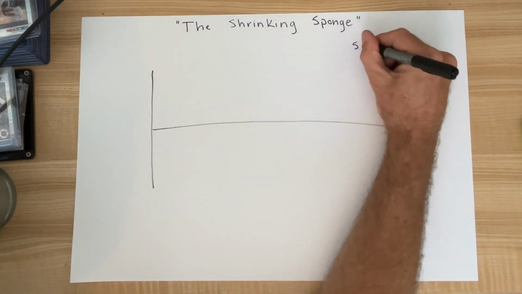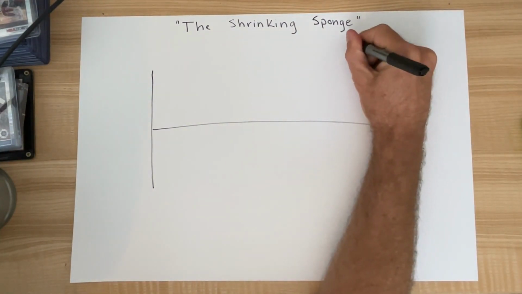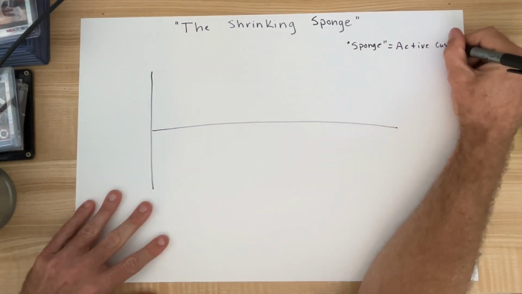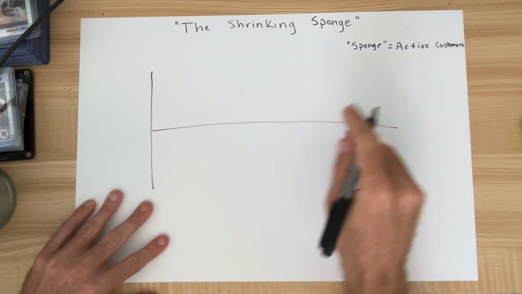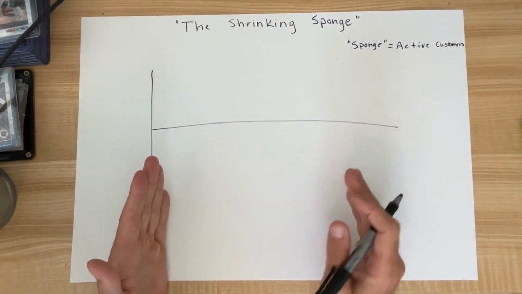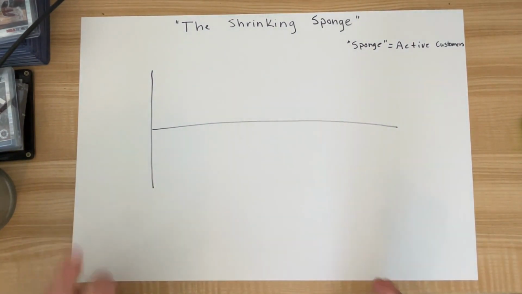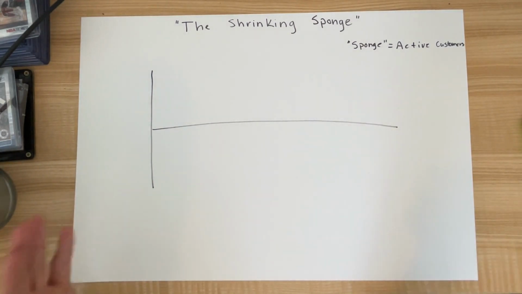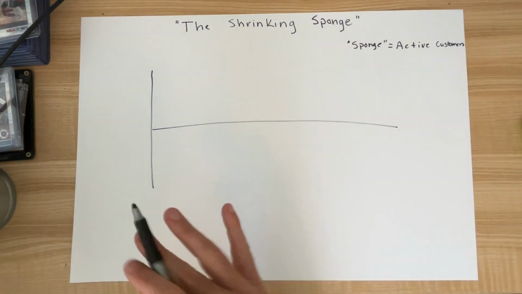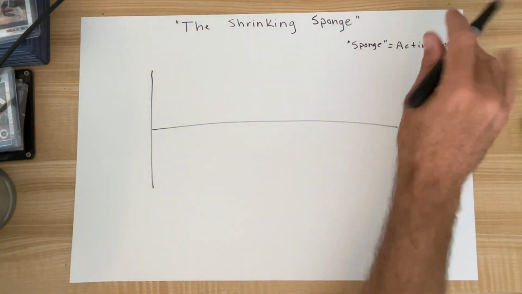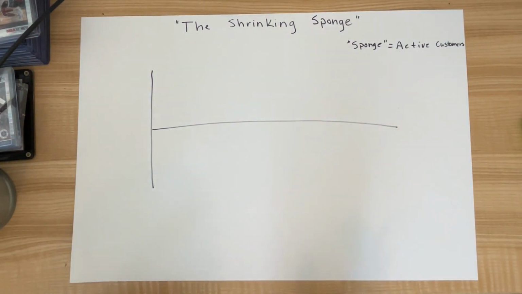First, I want to define what is a sponge. In this case, we're going to refer to a sponge as active customers. An active customer is a customer that has not exceeded the average time between their most recent purchase and when they would become a lapsed customer. So a lapsed customer is a customer who has not repurchased within the average time between purchases from amongst your customer sets. Everybody's time period for active customers is variable, but for the sake of the sponge, we're referring to the idea of how many active customers do you have.